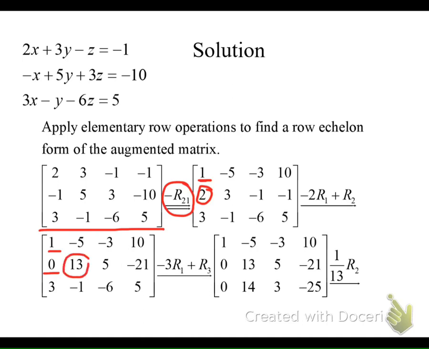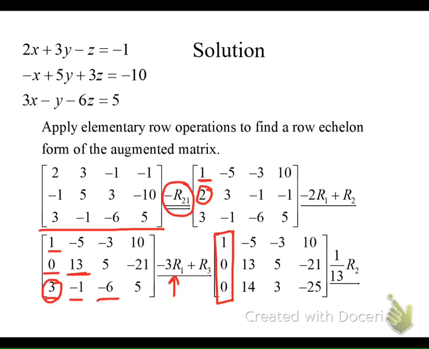I still need a 1 there, 0, 0, and a 1. So it's going to take some time. The next one I'm going to aim for is that 3. I'm still going to use that row 1. So I'm going to multiply row 1 by -3, and then I'm going to add row 3 to it, because 3 plus a -3 is 0. And so this gets me that first column that I want to have in that reduced row echelon.